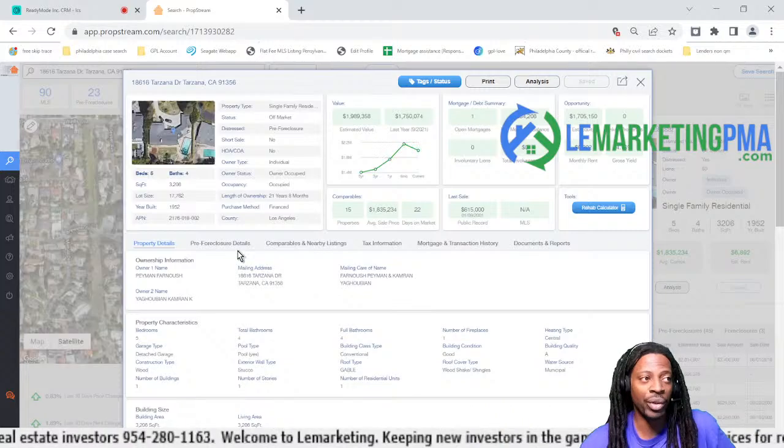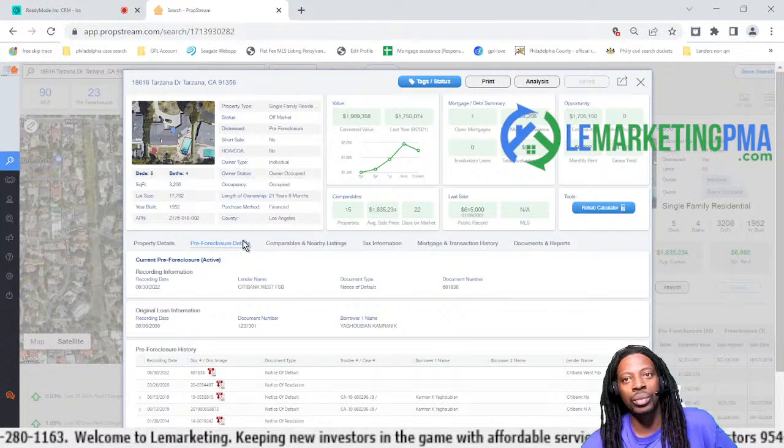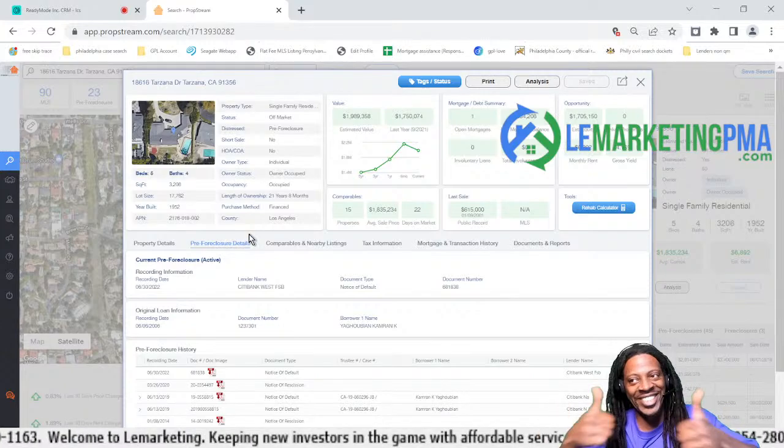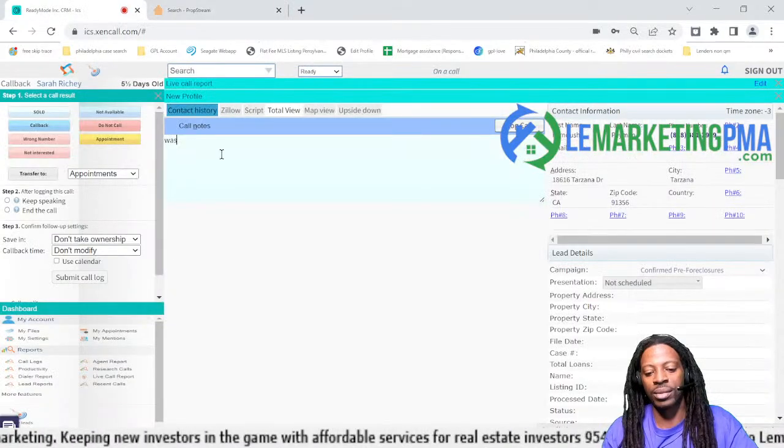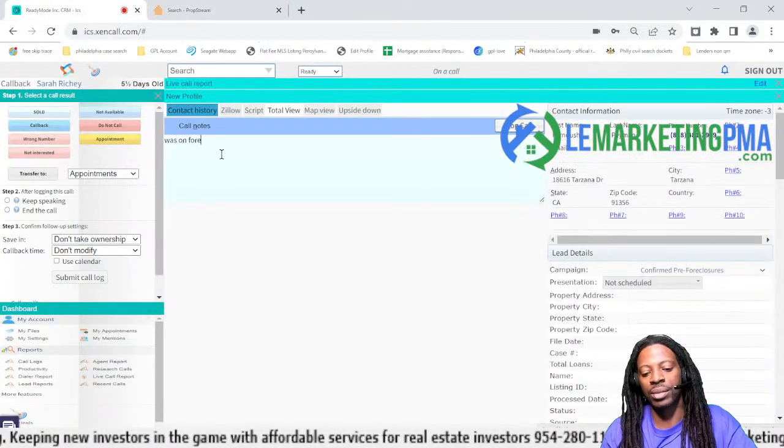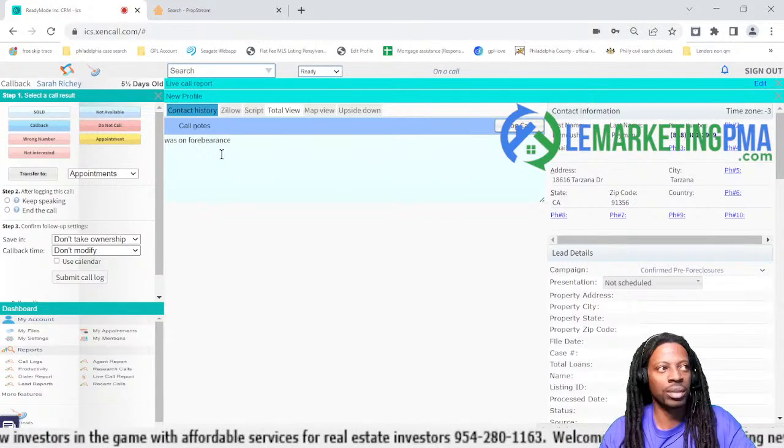Well, we are okay. We were on forbearance, and when forbearance ended, we started making payments to them, and they said you have to pay all of it at the same time. We are working with them right now on the loan modification. We are okay. We are fine right now.